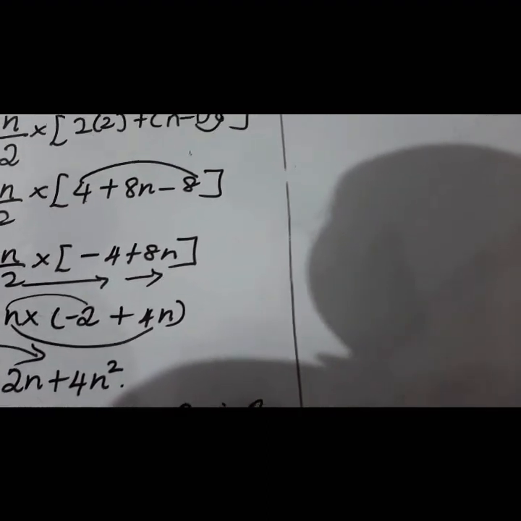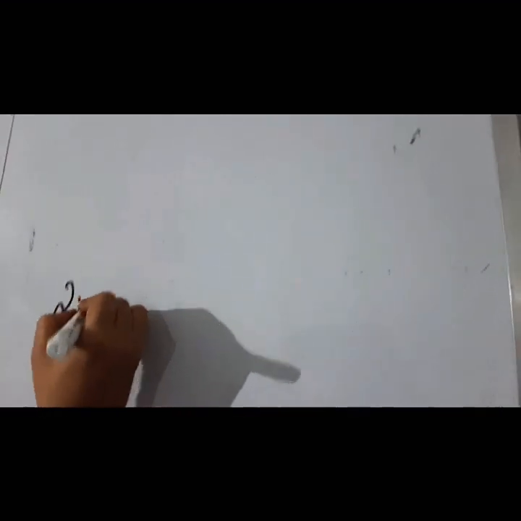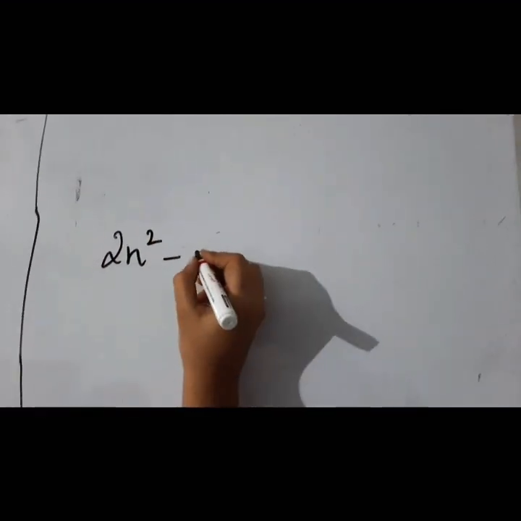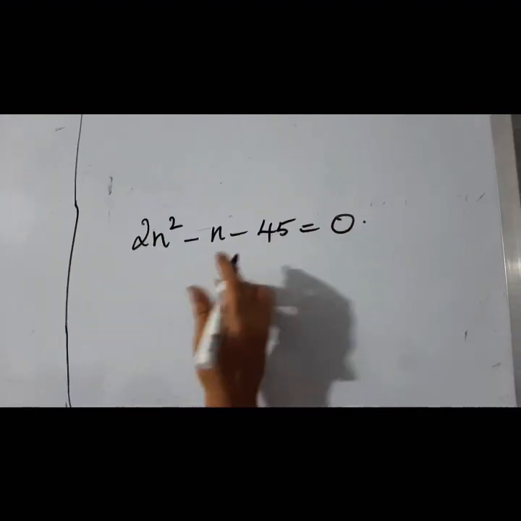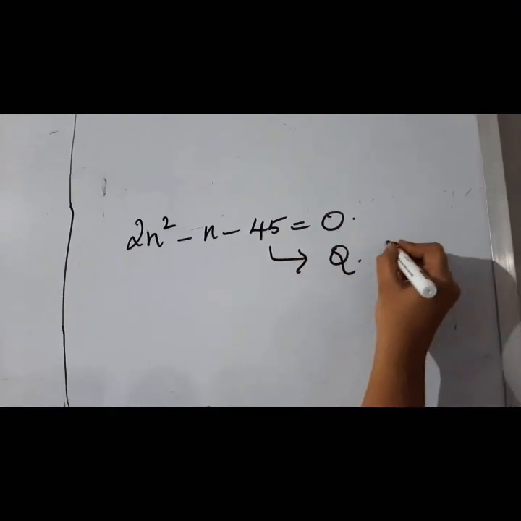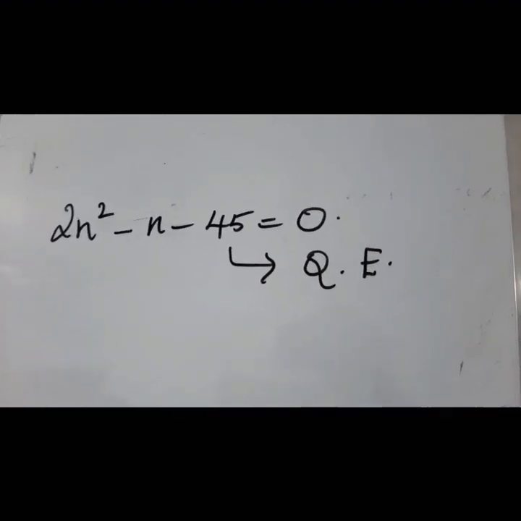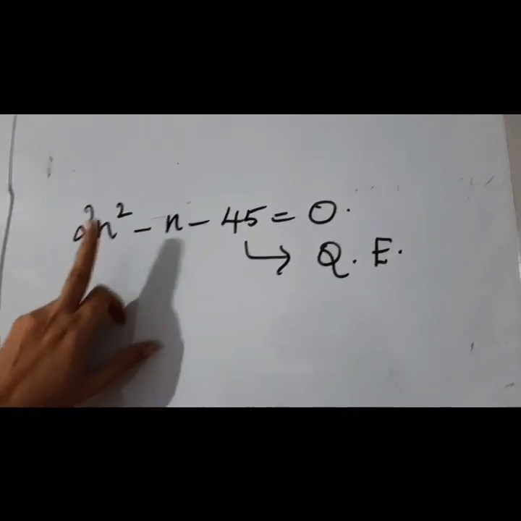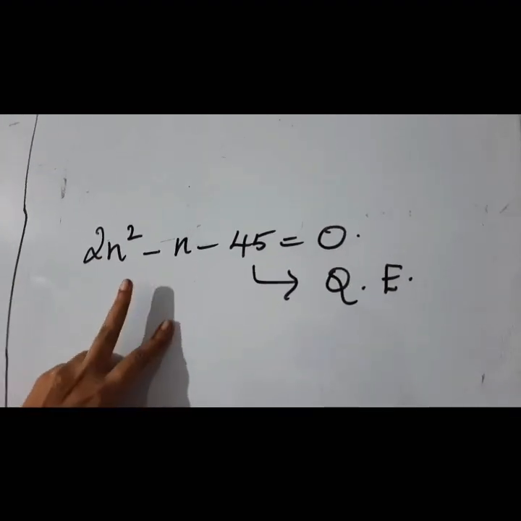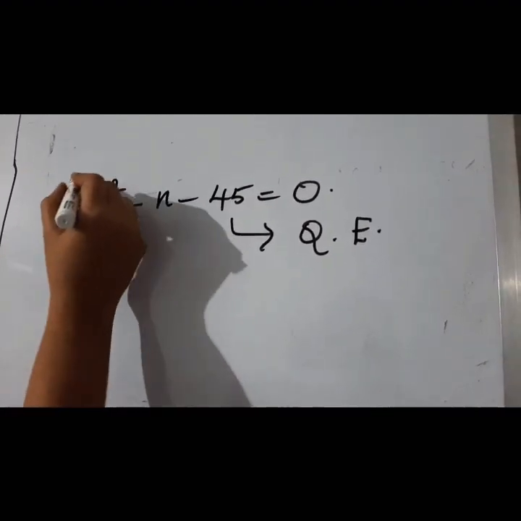Again simplify this by dividing 2. We get 2n square minus n minus 45 is equal to 0. So this equation is called a quadratic equation. The degree of the quadratic equation is always 2. So if n is having the power as 2, then how many values of n will we get when we solve this equation? We will get 2 values of n. Okay, let's start solving this equation.